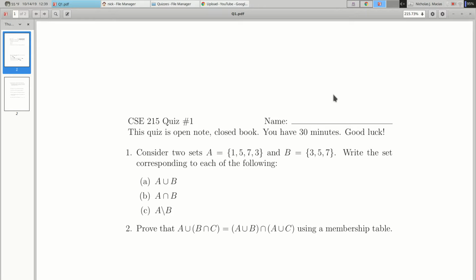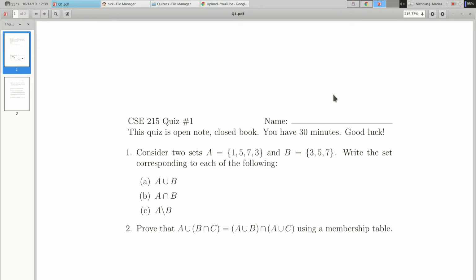And then A take away B, start with A, and throw away everything that's in B. So you have 1, 3, 5, 7, throw away 3, 5, 7. So part C, the answer is just the singleton set 1. So I didn't see a lot of issues with that.